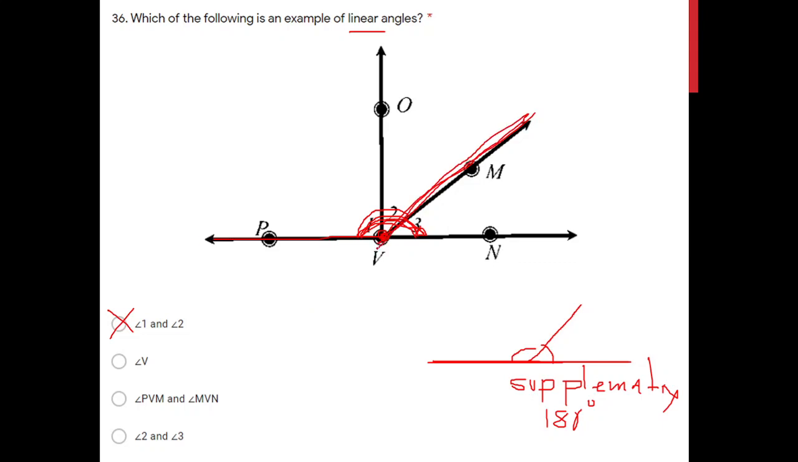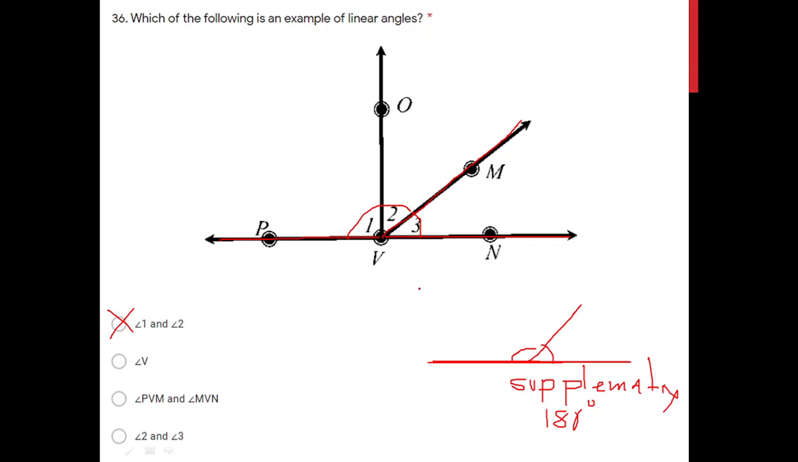PVM, this one. Let me clear this one first so that you can see it clearly. Okay, take note. Our first option would be angle V, but let's try to check the rest of the choices. This is PVM, so it's this angle, and MVN here, so it's this angle. It's somewhat similar to this one. So my bet is this one, right?